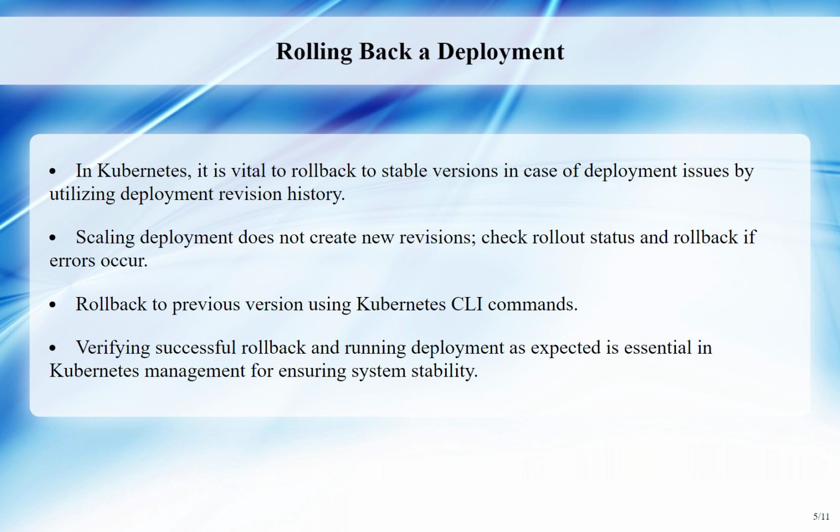Overall, being able to roll back deployments in Kubernetes is a crucial aspect of managing deployments and ensuring system stability, especially in cases of errors or instability. By following the appropriate steps and commands, deployments can be efficiently rolled back to previous stable versions.